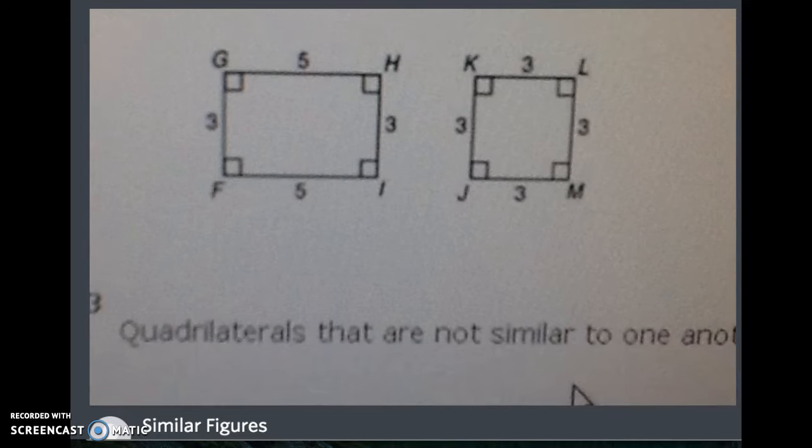So if we take a look, we have two rectangles. Let's find the corresponding sides. In this one, we have 3 matches up with 3, so we have 3 over 3. And the other corresponding side, we have 5 corresponds to 3. Now we want to see, are these equal? We want to test. If they are, then it's similar.